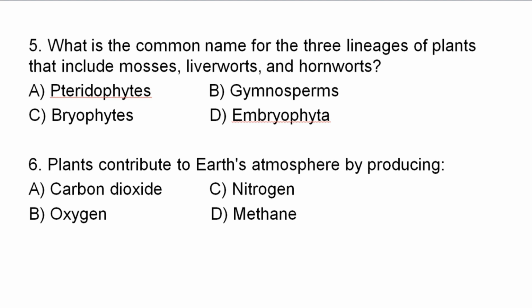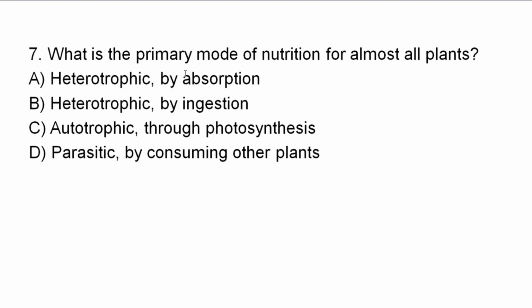So the correct answer for question number 6 is B. Question number 7. What is the primary mode of nutrition for almost all plants? A. Heterotrophic by absorption. B. Heterotrophic by ingestion. C. Autotrophic through photosynthesis. D. Parasitic by consuming other plants. The primary mode of nutrition for almost all plants. Are they autotrophic or heterotrophic? Are they parasitic or autotrophic? Good. The correct answer is C.